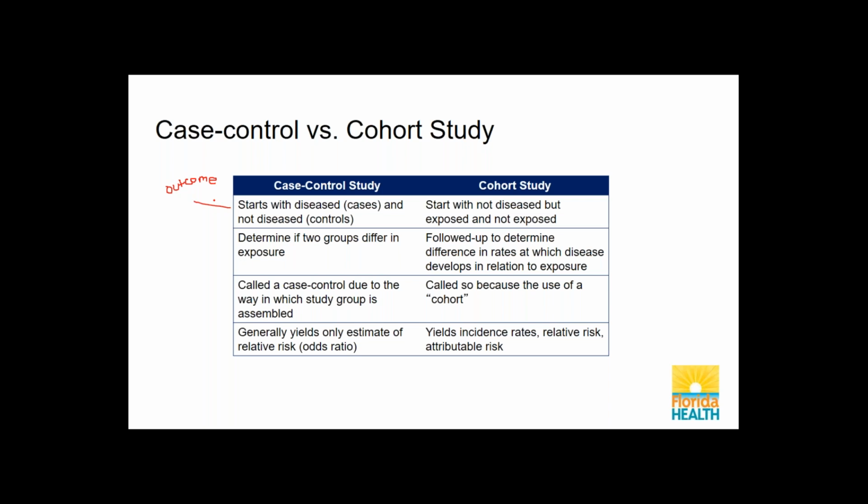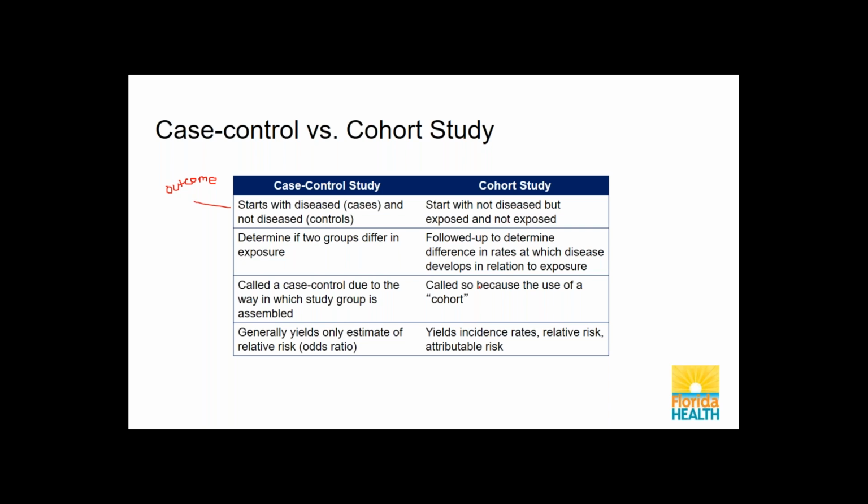But with the case control studies, you're focusing on the outcomes. And then with the cohort studies, the exposed and not exposed. Additionally, it's follow-up to determine differences in rates at which disease develop in relation to the exposure. It's called so because the use of a cohort, quote unquote, it yields incidence rates, relative risks, and attributable risks.